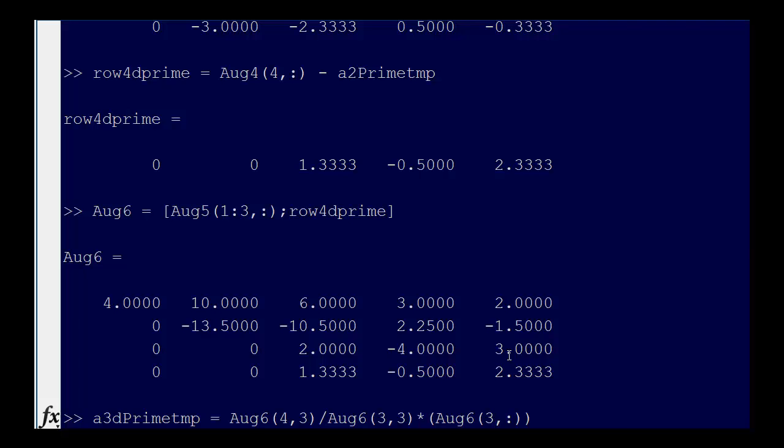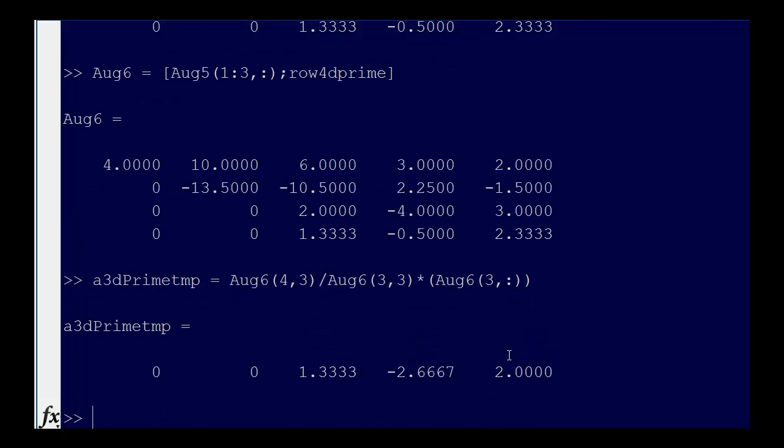Not the third column, but the third row. Multiply that by the third row. Okay, and we get a 1.33 there. That's exactly what we want because we're going to subtract it.